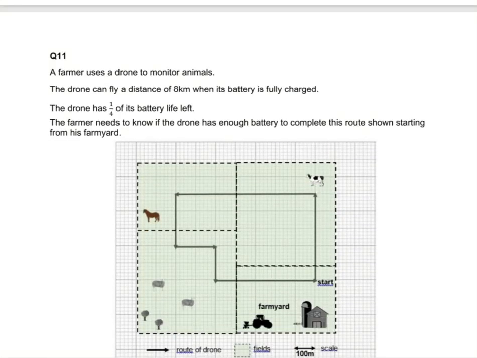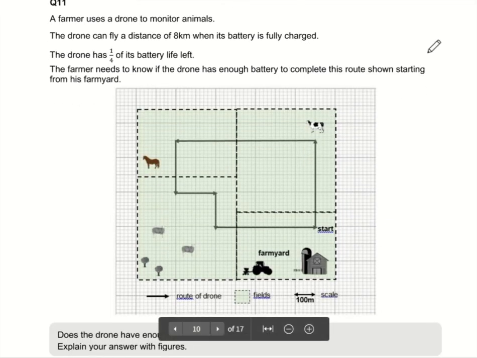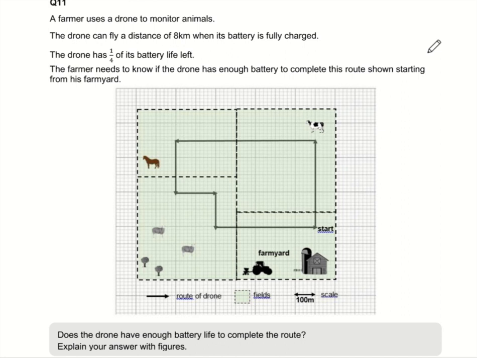Okay, so question number 11. So a farmer uses a drone to monitor animals, and the drone can fly a distance of 8 kilometers when the battery is fully charged, and the drone has a quarter of its battery life left. So straight away I'm thinking, well, 1/4 of 8, or that is 8 divided by 4, which is 2. So the drone can do 2 kilometers.